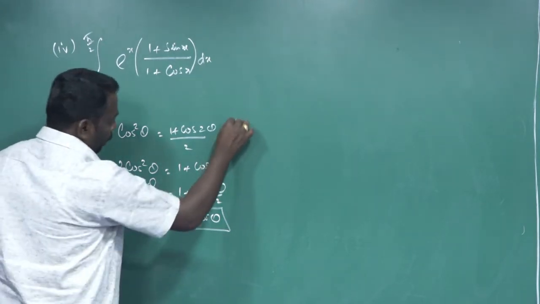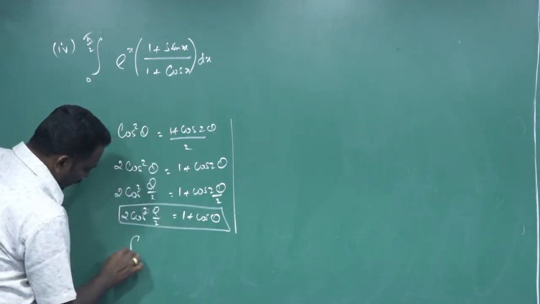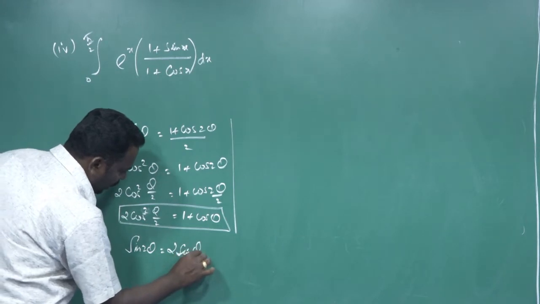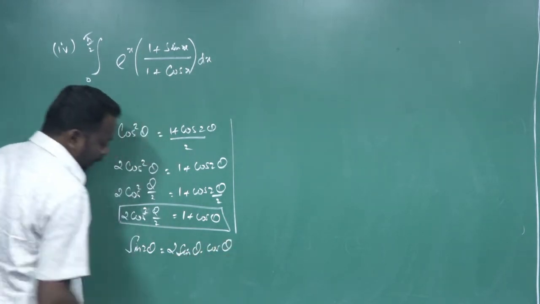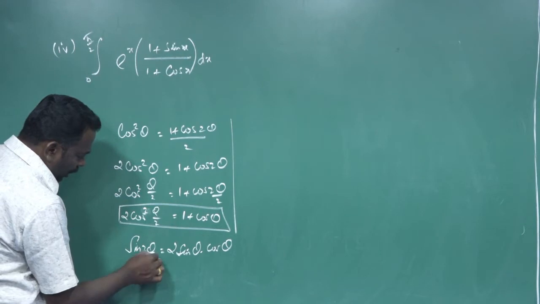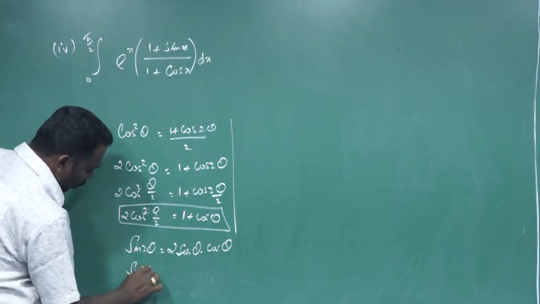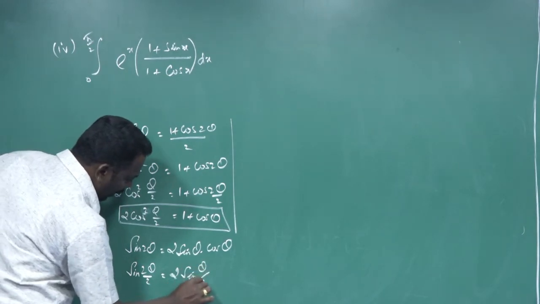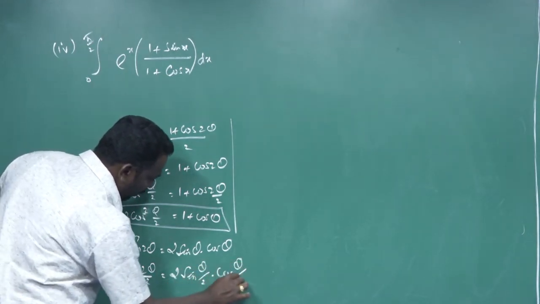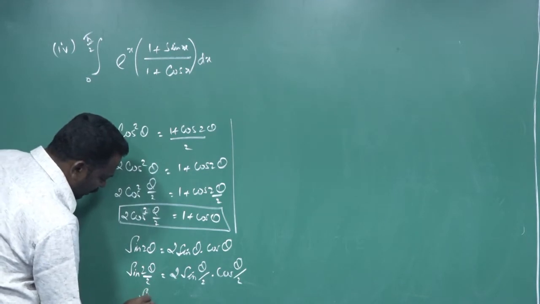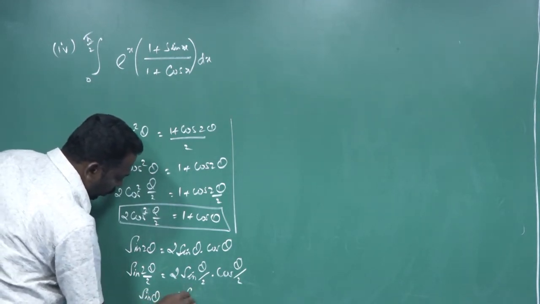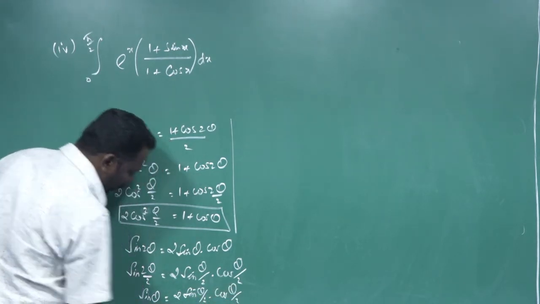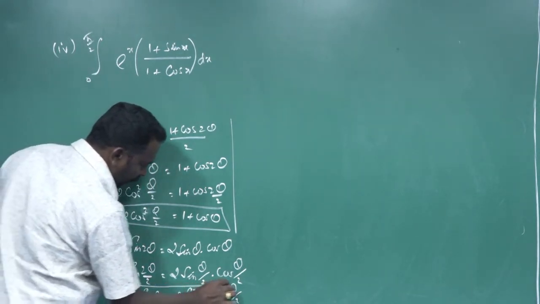Okay, similarly sin 2θ = 2 sin θ cos θ. Now, replacing the argument 2θ by θ/2: sin θ = 2 sin(θ/2) cos(θ/2). That is the sin θ value.